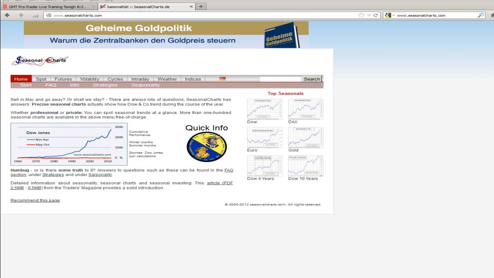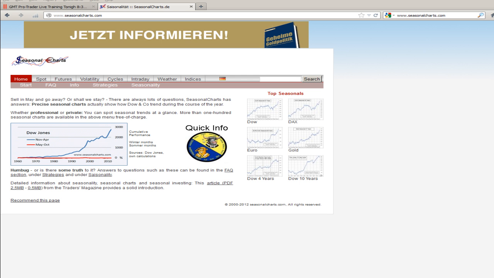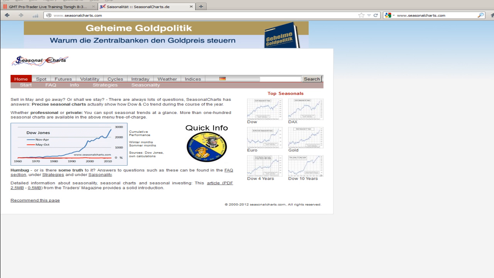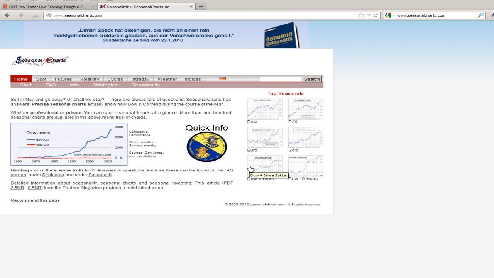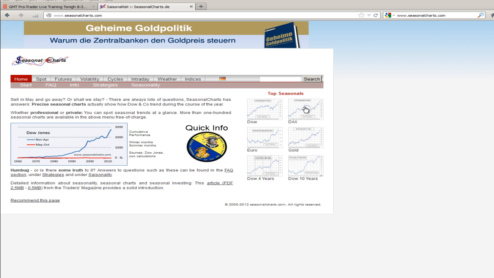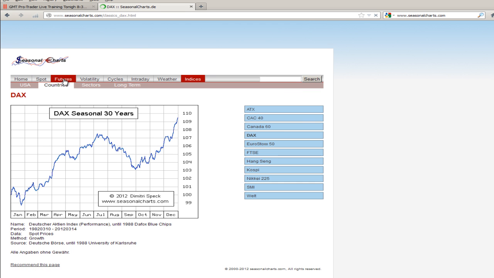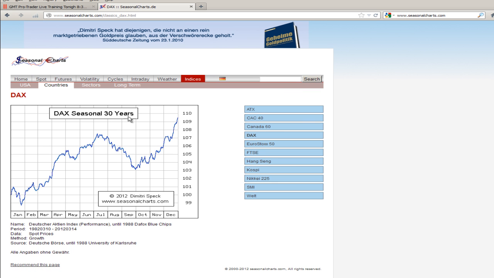So let's just type this in. What we're doing at the moment, just before we go into our analysis, is building a profile of what's happening. We've looked at the DAX, we looked at the moving average, and we know there's a long bias. So let's have a look at the futures market on the DAX, and a DAX seasonal chart, a 30-year chart.